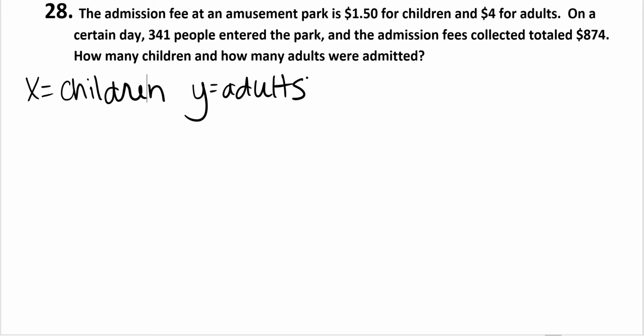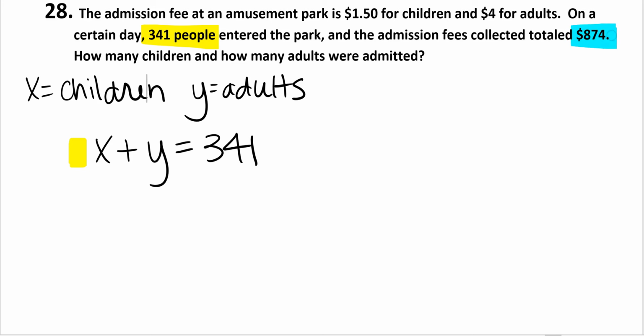So the first equation, we're going to set up the total number of tickets. So if we had a total number of 341 people, however many children's tickets plus however many adults tickets is going to equal 341. All right. So that's where we got that from. Now the next piece of information is based on the price, the admission fee. So you collected a total number of fees to be 874. So the total is 874.